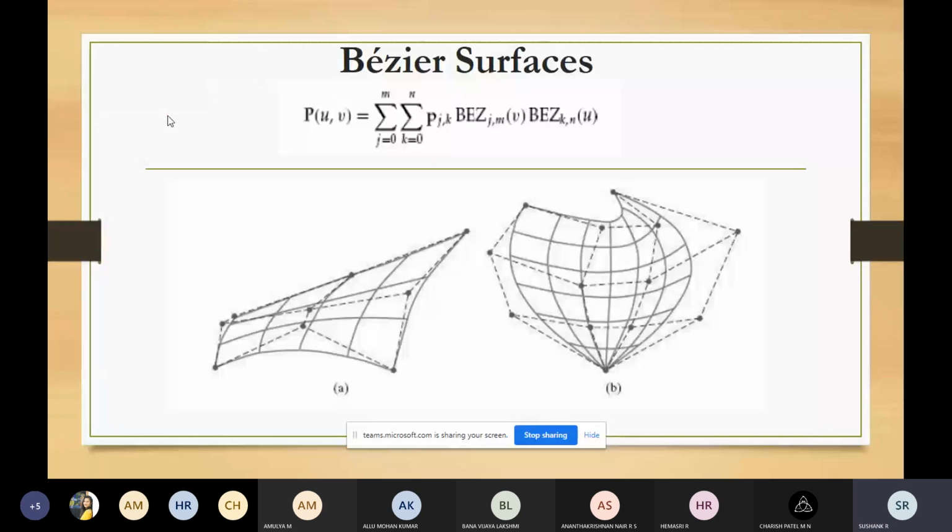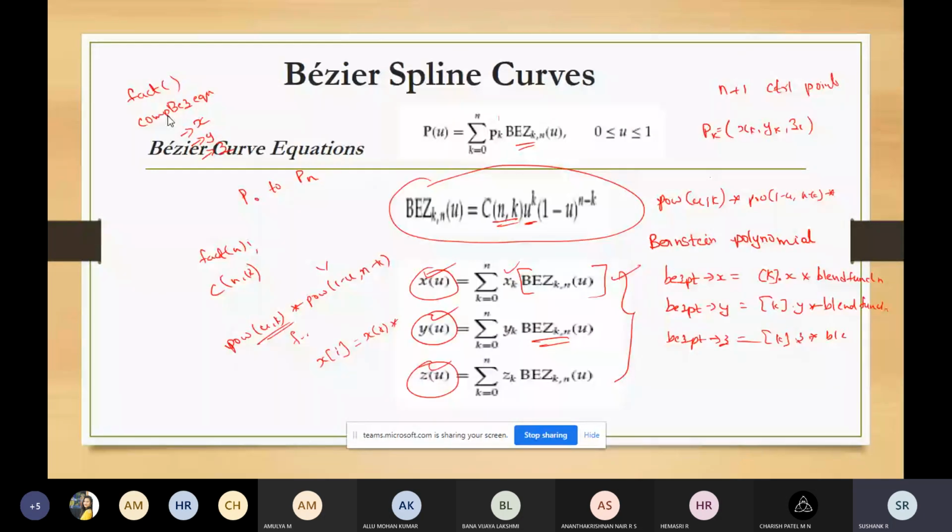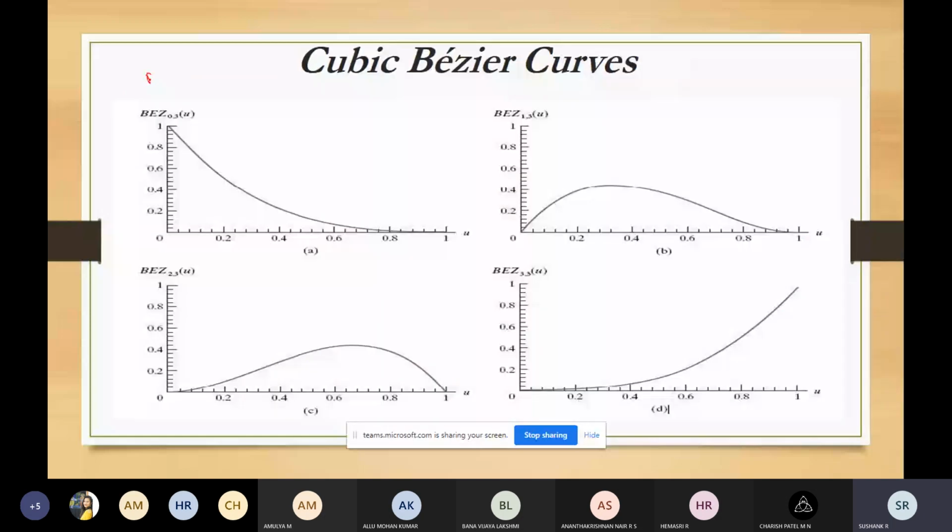So what is the Bezier equation? Bez of k comma n of u. Here you can see for the first curve the value of k is 0 and the value of n is 3. Then k is 1, n is 3; k is 2, n is 3; and k is 3, n is 3. So you can see how the curve is.